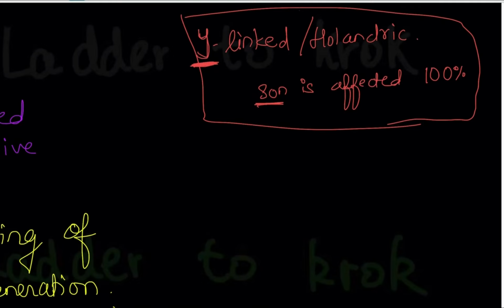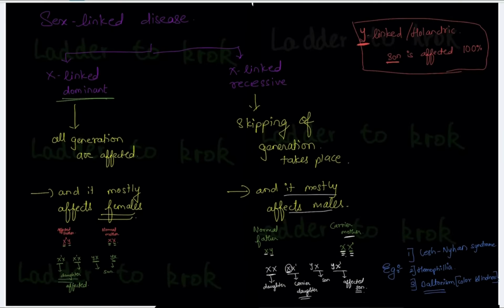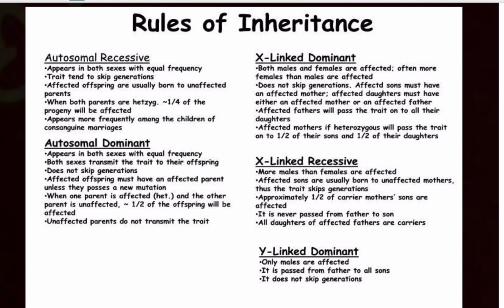So we have done autosomal diseases, we have done sex-linked diseases, now we have done Y-linked or Holandric disease also. So lastly guys, refer to these rules of inheritance, as we've already done the autosomal diseases and the sex-linked diseases. So this is kind of summary for you. So go through it once, and I hope everything is clear regarding autosomal and X-linked diseases. Thank you.